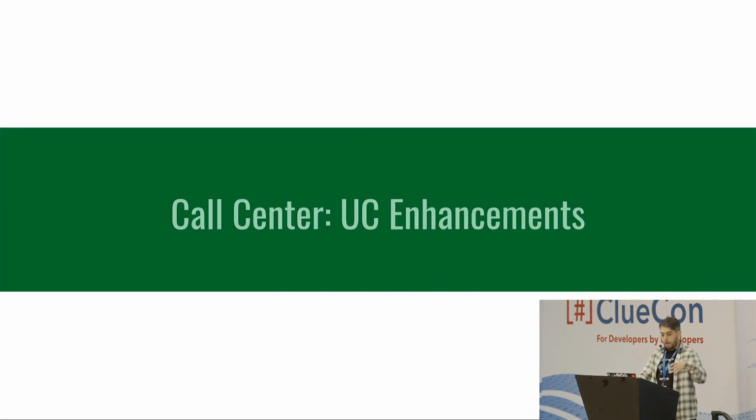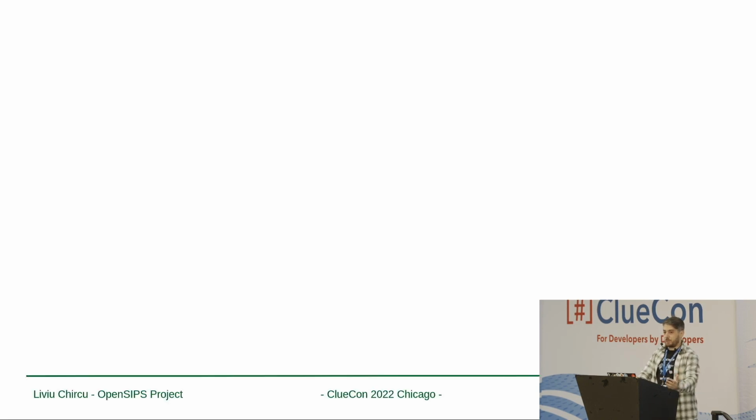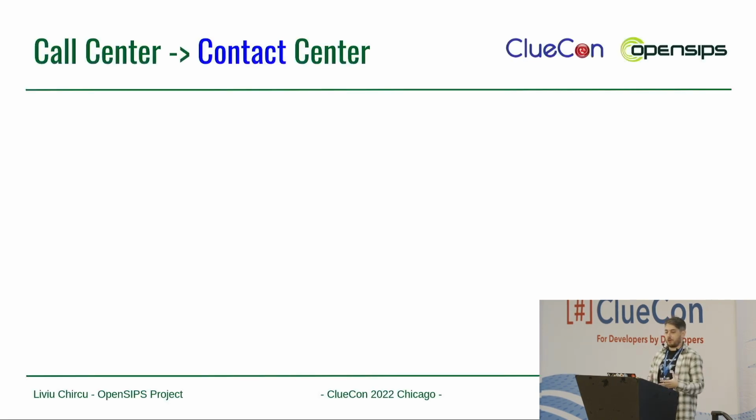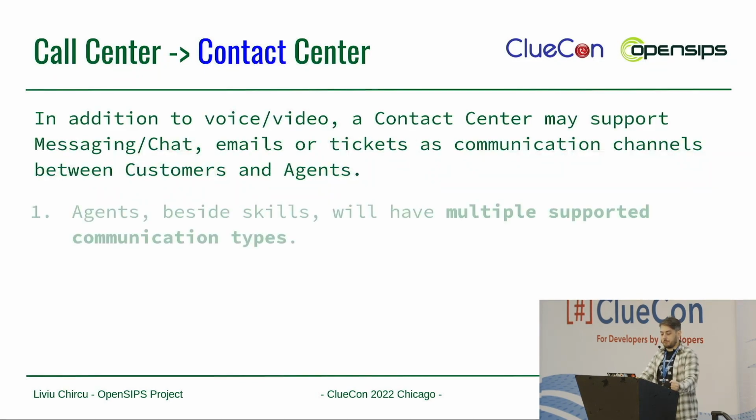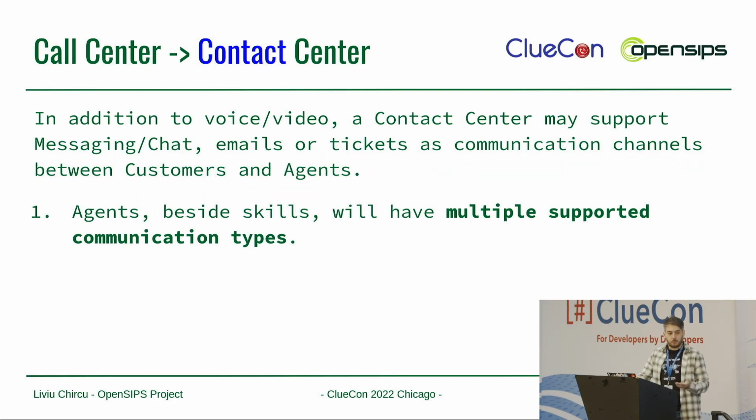And this brings me to the UC enhancements area, if you remember. Here we made some additions to the call center module. We basically transformed it into what we like to call a contact center. Technically, the module is still called call center if you look in the source code, but now it has capabilities of supporting multiple communication types for the agents.